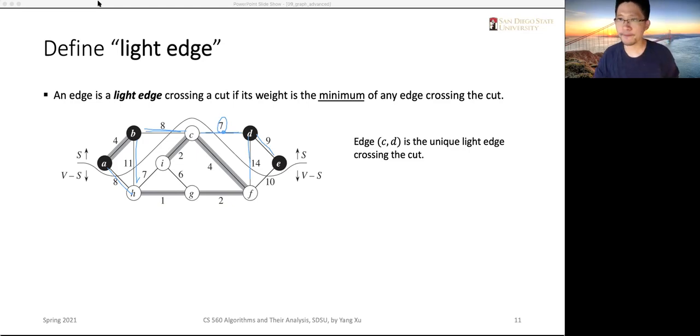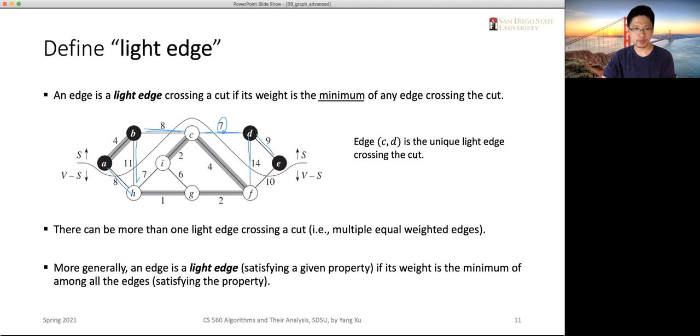And actually, the idea of a light edge is broader than this case, broader than just the edges that cross the cut. More generally speaking, an edge can be a light edge for any property, if its weight is the minimum among all the edges that satisfy the property. In this case, the property that we want to satisfy is that the edge needs to cross the cut. So the light edge means the minimal weight edge that crosses the cut.